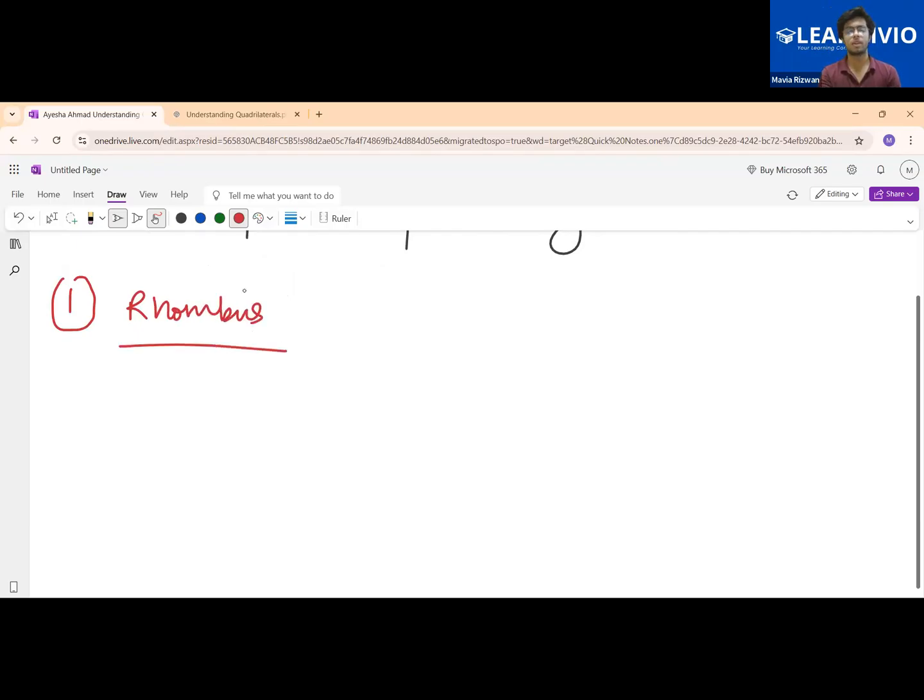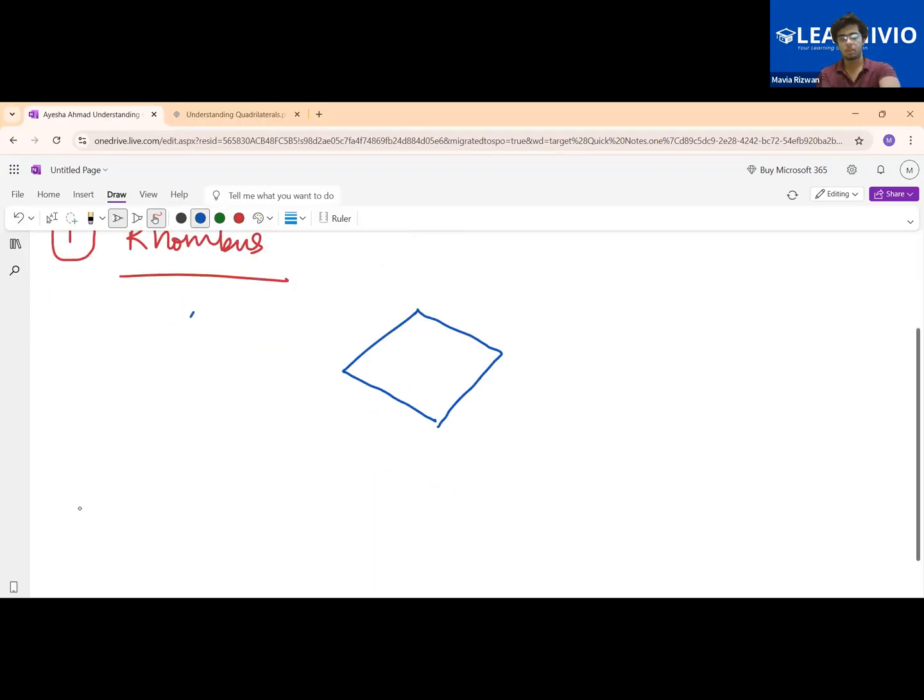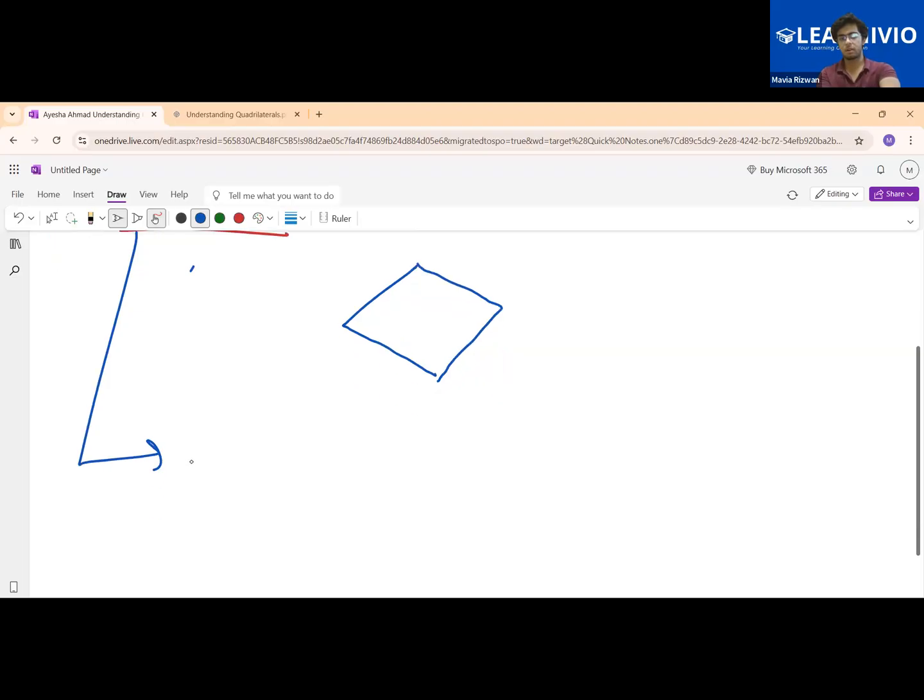First, I'll tell you what a rhombus is. A rhombus is a figure like this. Don't call it a kite. It might look like a kite, but a kite is already a different figure. So this is the rhombus. Now, what is a rhombus basically? A rhombus is a parallelogram where all the sides are equal. Yes, a quadrilateral.